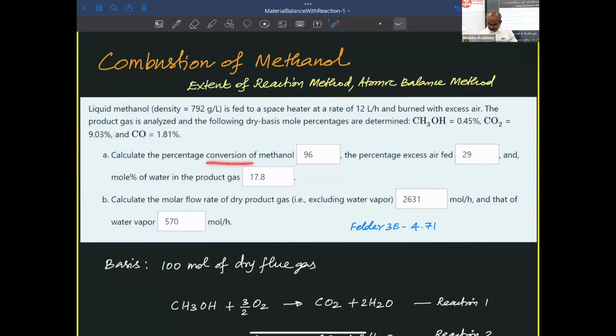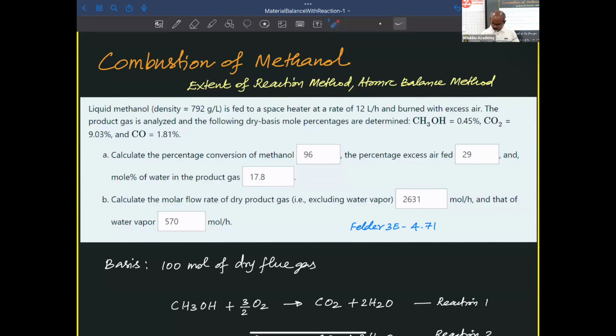Calculate the percentage conversion of methanol. That is, we need to find the conversion of methanol, the percentage of excess air fed, and the water in the product gas, which means here they are reporting only the dry gas contents, and what moisture content is to be found also. I just gave the answer here itself, so those who want can also try.